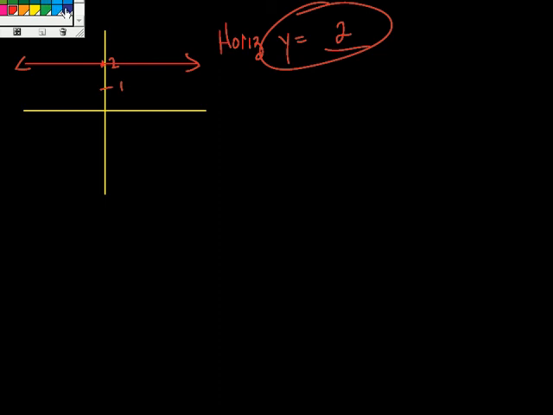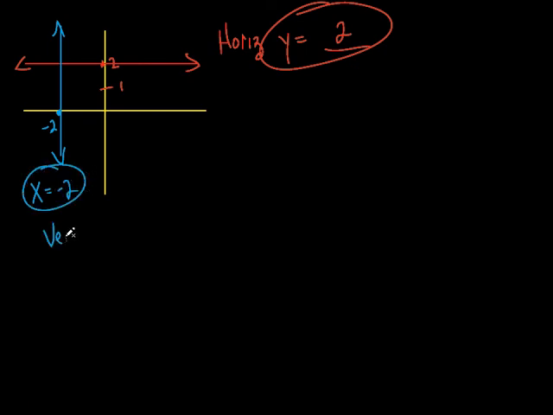Now, you could also have what other kind of line? A vertical line. So let's say you had a vertical line like this. Okay? Now, this goes through the y-axis, so it's y equals 2. This goes through what? The x-axis. Let's say it goes through negative 2. So what's the formula for this? It's just x equals negative 2. So that would be a vertical line.